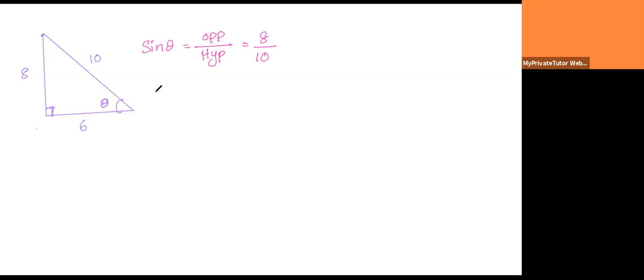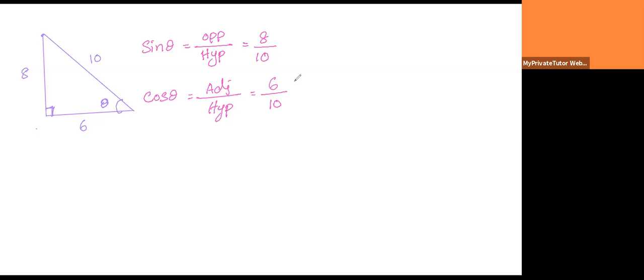And what about cos theta? Cos theta value is, okay, I think Joseph joined. Yeah, welcome Joseph. So adjacent divided by hypotenuse, guys, which means the adjacent value is 6 and the hypotenuse value is 10.